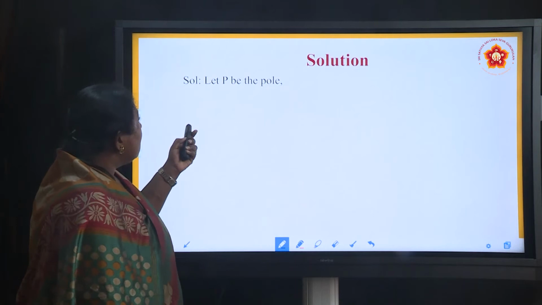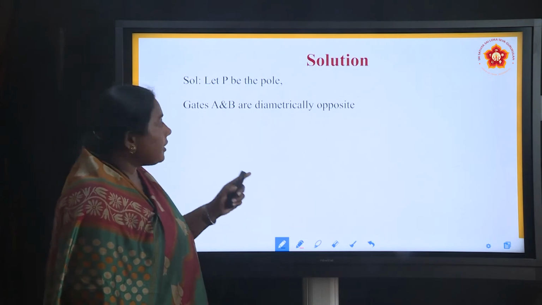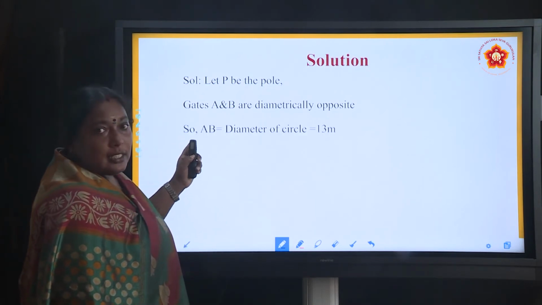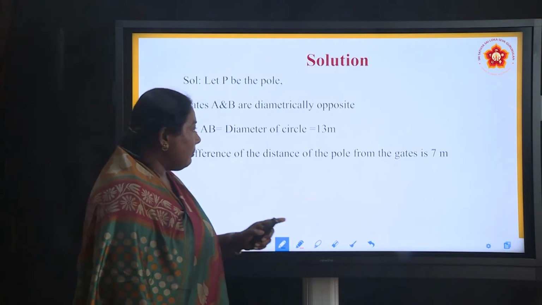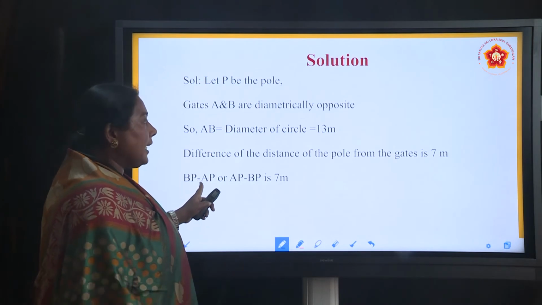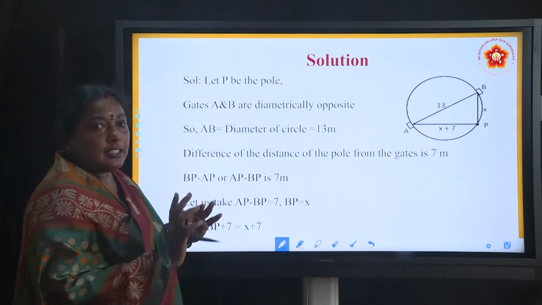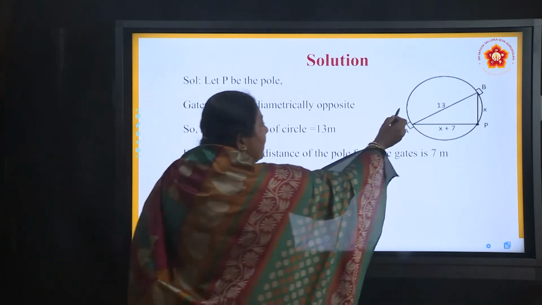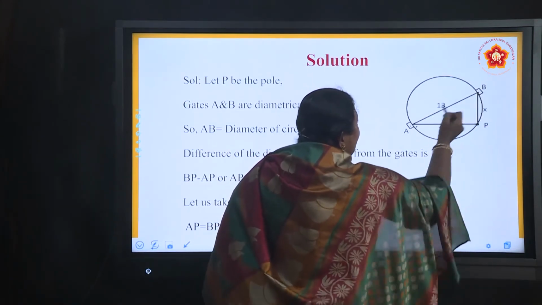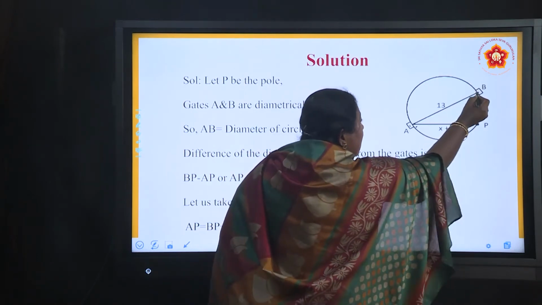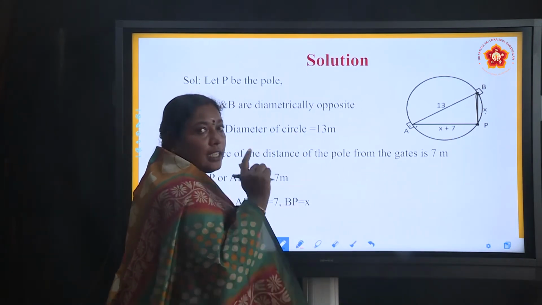Do you understand? So, let P be the pole. Gates A and B are diametrically opposite and the diameter is 13 meters. These are all given. The difference of the distance of the pole from the gates is 7 meters. That means one distance is x and the other is x plus 7. They have given a circle, a pole on the boundary, diameter 13, two gates at the ends of the diameter. From one gate the distance is x, from the other gate it is x plus 7. Is it possible to find?